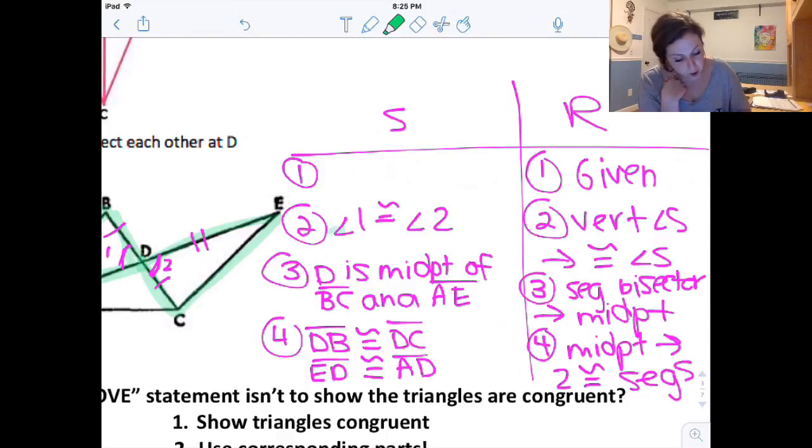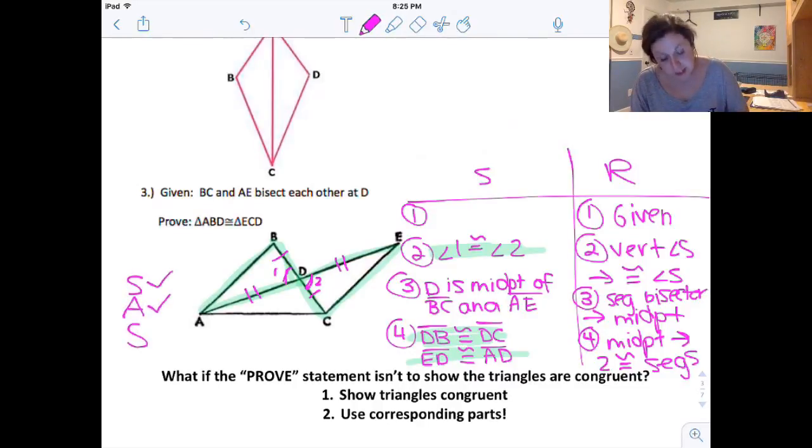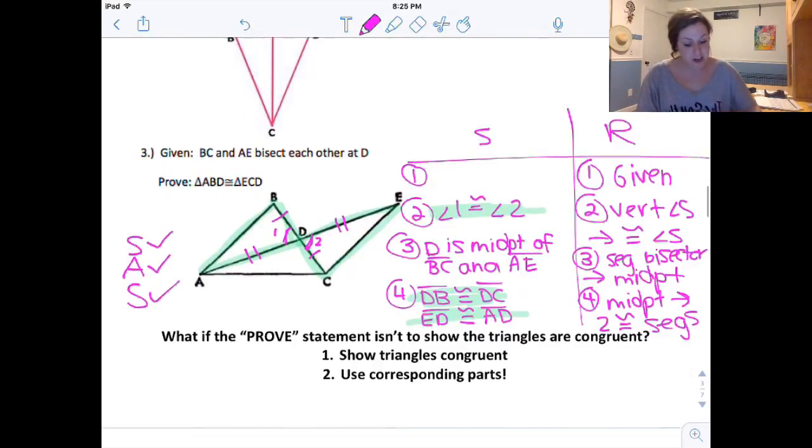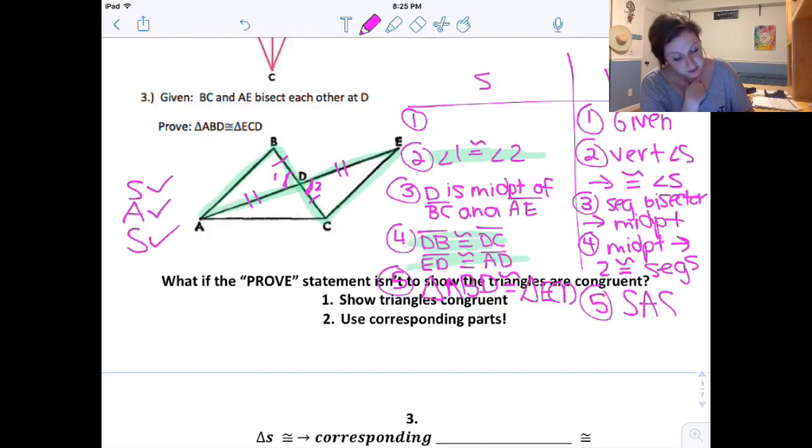So let's look. We've got 1 congruent statement, 2 congruent statements, 3 congruent statements. Once I have all 3 of those, I've checked them all off. That allows me to say the triangles are congruent. So my step 5 here would be triangle ABD, and I know this is overlapping, is congruent to triangle ECD, and the reason would be side, angle, side. Let me shrink this down just a tad.